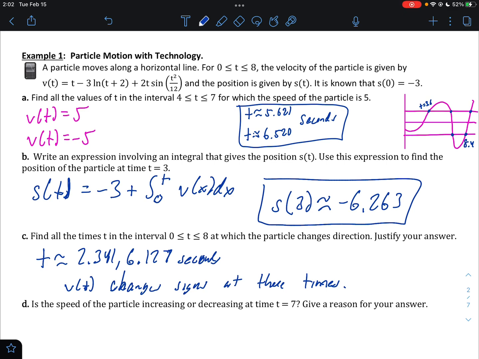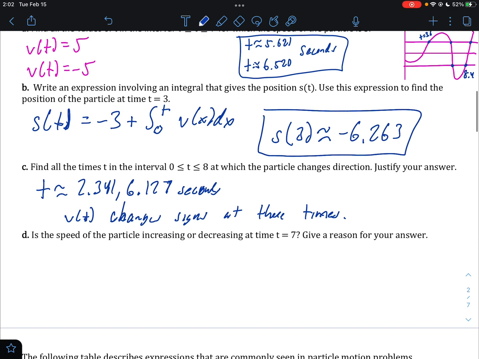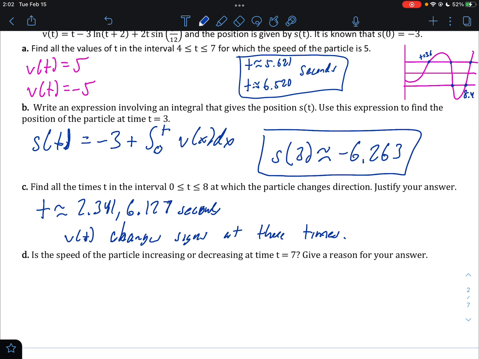Okay, last one of these. Question D, is the speed of the particle increasing or decreasing? For this, remember we've got to find the velocity and the acceleration at that point. So we've got to find v of 7 and a of 7. So for v of 7, you can just hit vars, y vars, function, y1 of 7, and we get negative 10.912. Or you can actually do it in the graph as well.